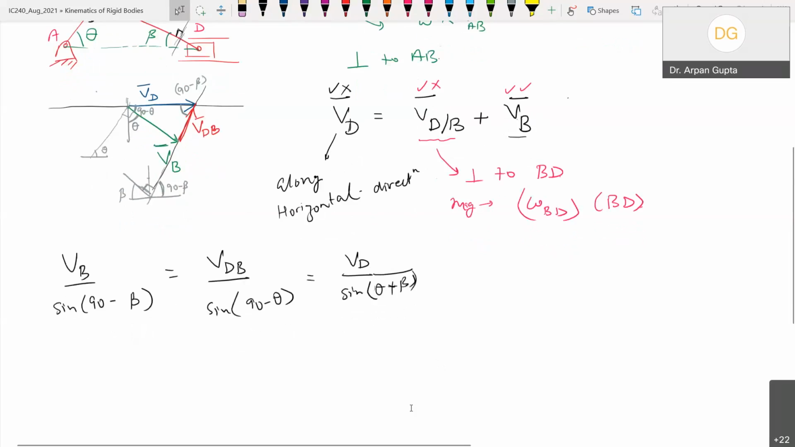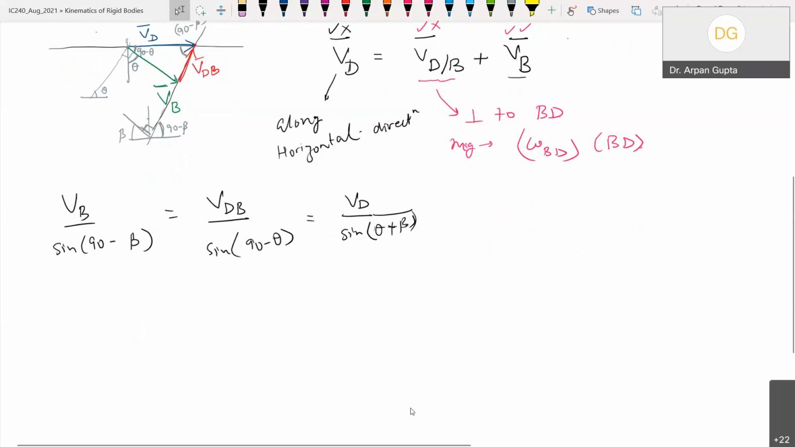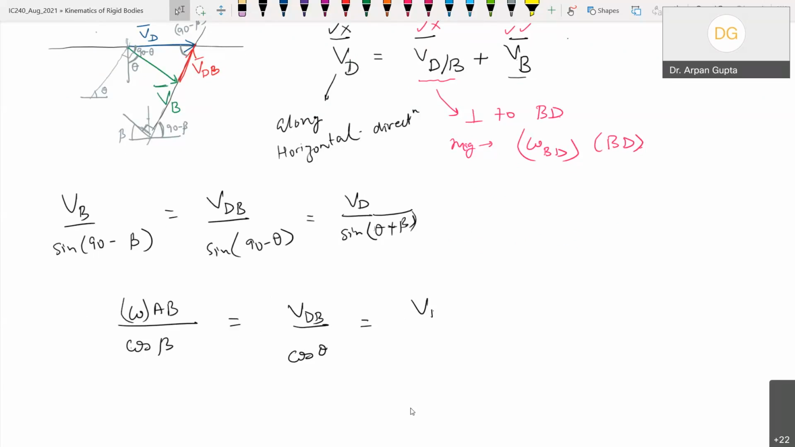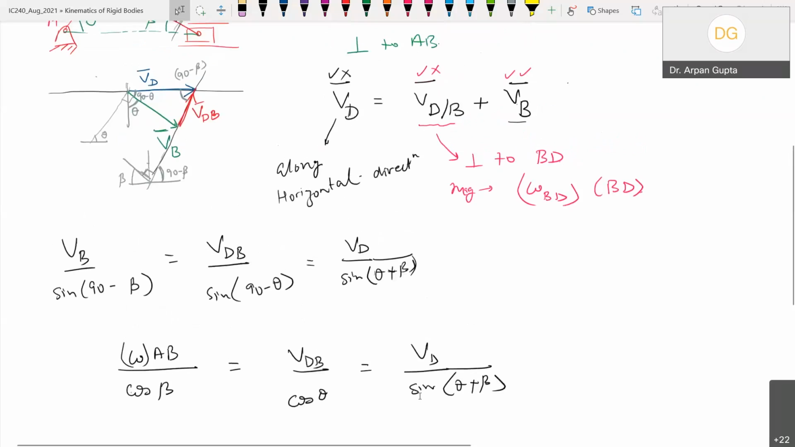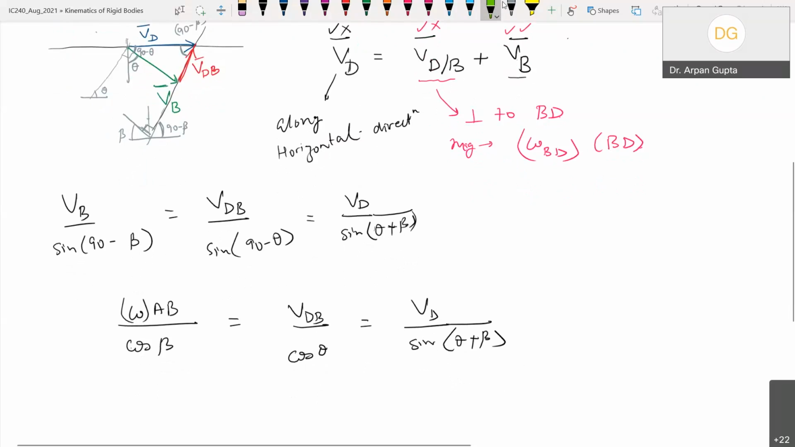So that's your final equation, and from this equation you can get all velocities, all angular velocities, everything. So VB is omega times AB, which is given to us. Sine of 90 minus theta becomes 90 minus beta, which becomes cos beta, equal to vdp divided by cos theta, equal to vd divided by sine of theta plus beta, right? So from this equation, given theta and beta, which you can calculate, you can calculate vd, right?